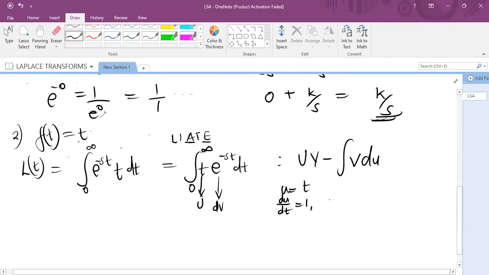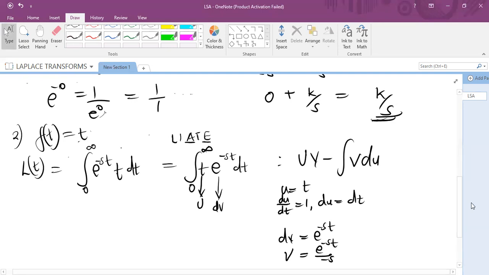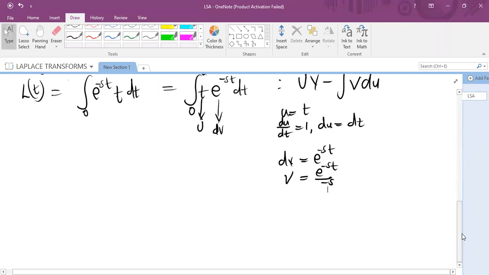du/dt is equal to 1, hence du is dt. Now dv is equal to exponential negative st. So what is v? To get v, we integrate this, so it will be exponential negative st over negative s. So we come and fill this into the integration by parts formula.